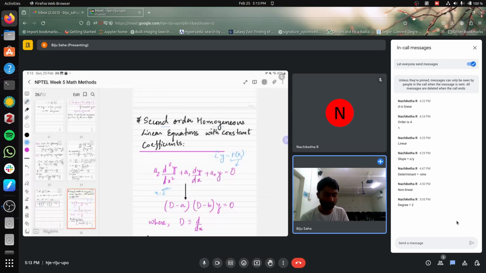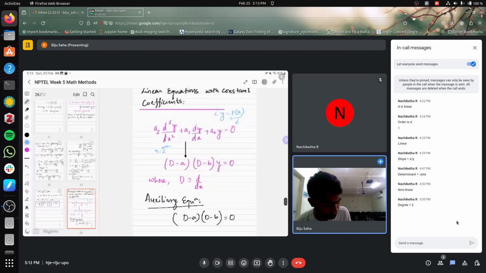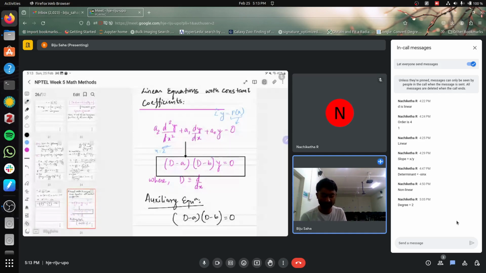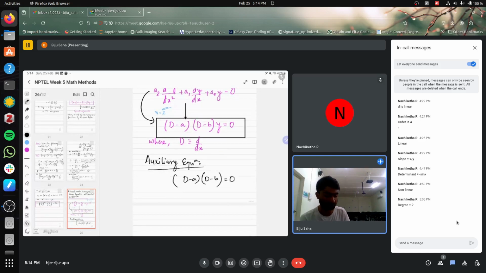So let us go about how to solve this second order differential equation. The method is to write an equation which is known as the auxiliary equation. So this is what is known as the auxiliary equation. Your d is an operator, d dx is the operator. So we write this particular equation in terms of this operator form, and the next step is to find a solution of this particular equation, which is known as the auxiliary equation.